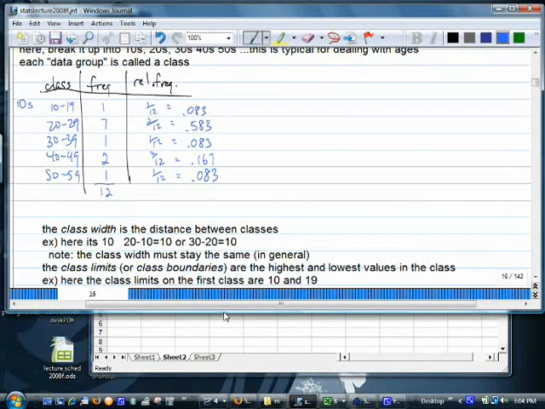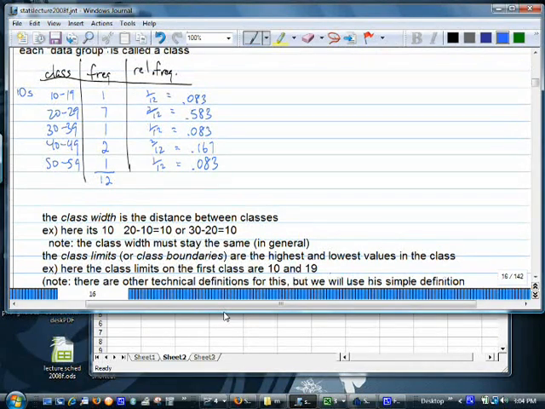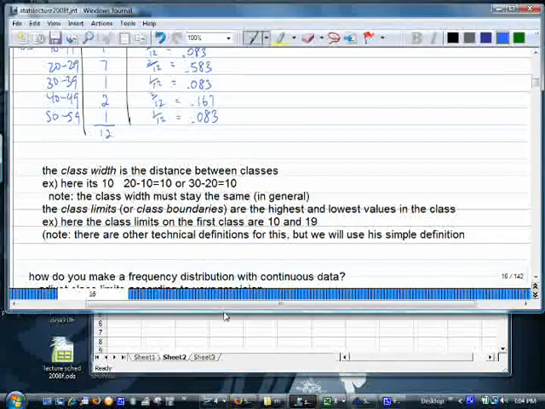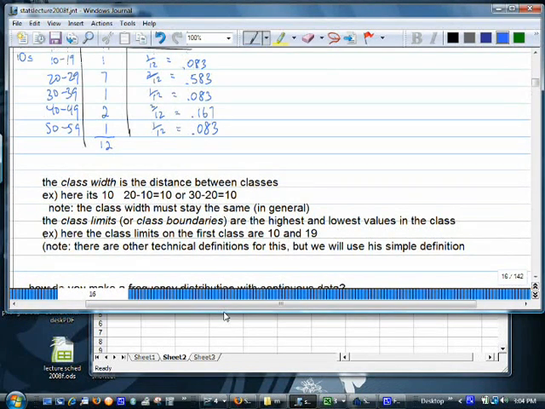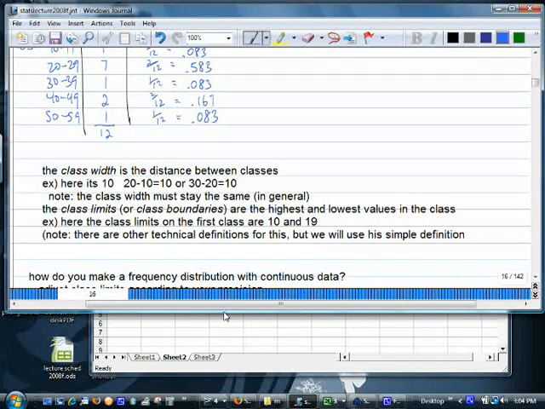So one little wrinkle is, how would you make a frequency distribution table with continuous data? In this case, we have integers, so it's easy to say it goes from 10 to 19, my next value is 20, that's in the next class. How do you do that with continuous data? You just adjust the class limits according to your precision.